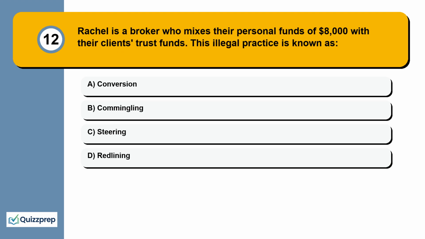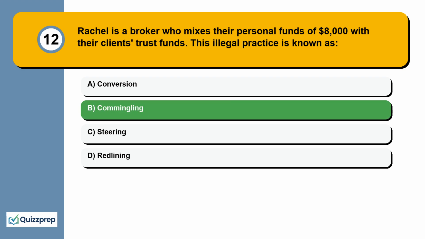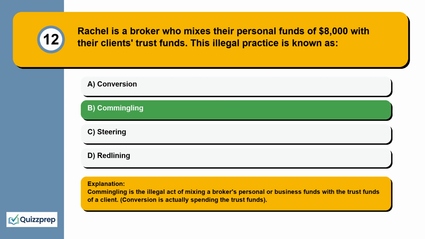Question 12. Rachel is a broker who mixes their personal funds of $8,000 with their clients' trust funds. This illegal practice is known as conversion, commingling, steering, redlining. Commingling is the illegal act of mixing a broker's personal or business funds with the trust funds of a client. Conversion is actually spending the trust funds.